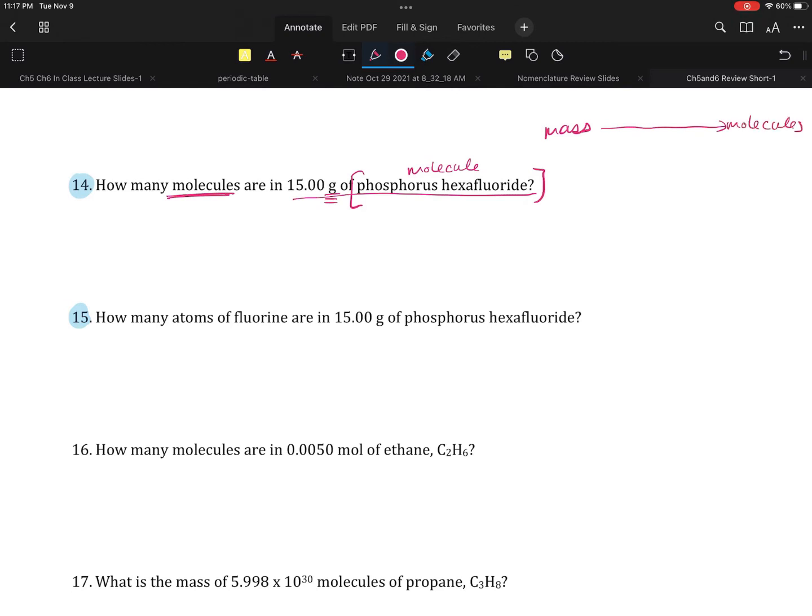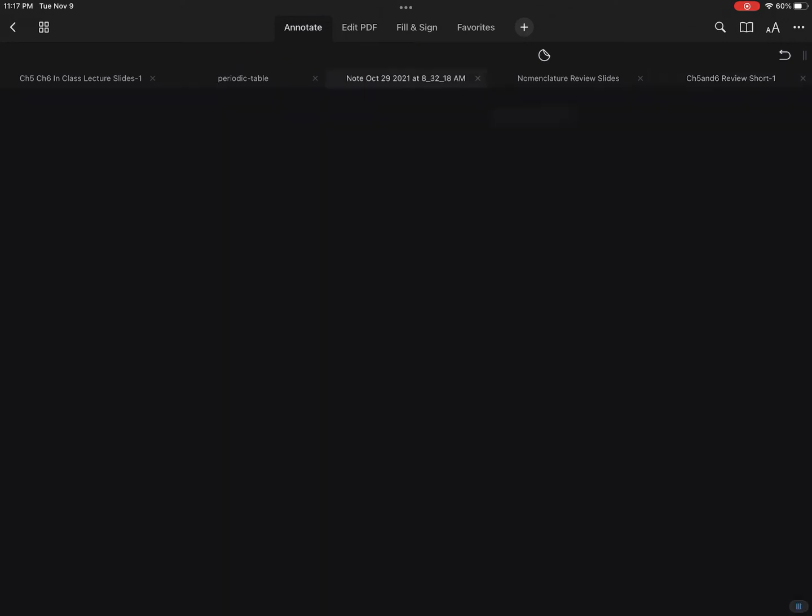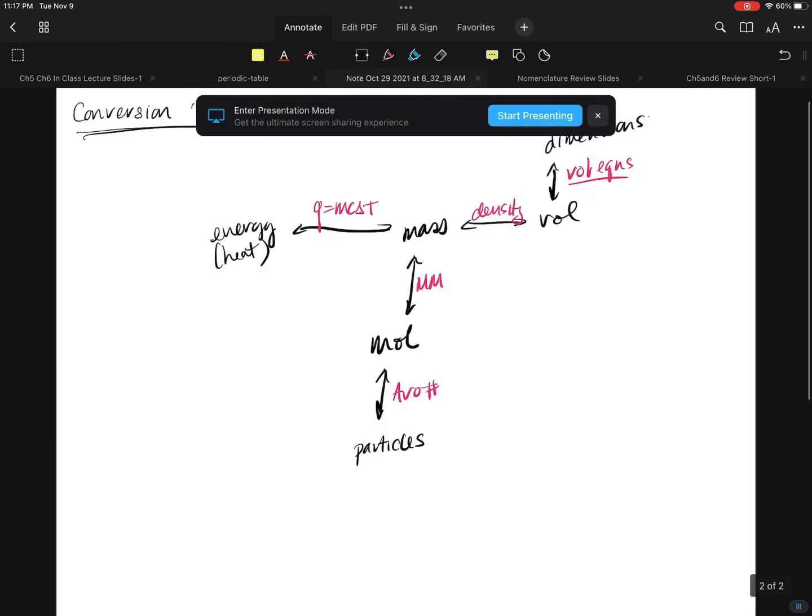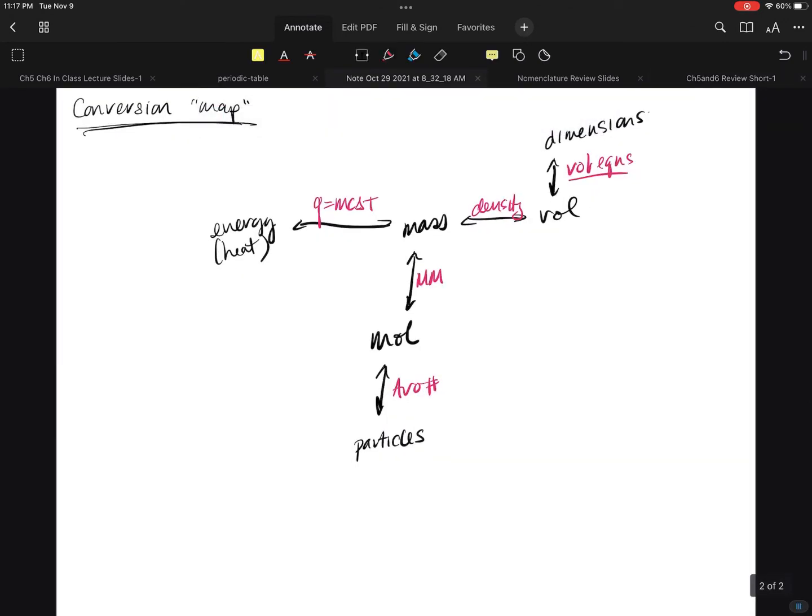Back to our conversion map from the review that we talked about. We are given mass, so that's our starting point, and our goal is to get to particles. So we'll mark off mass, and we're trying to go to particles. That means we'll use molar mass to get to moles, and then we'll use Avogadro's number to get to particles.